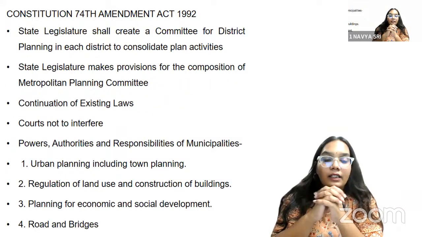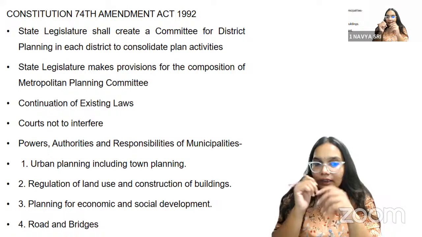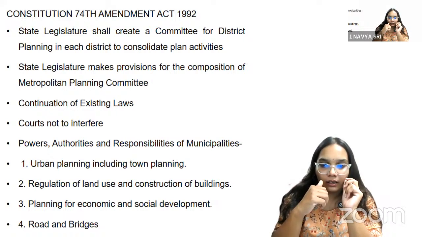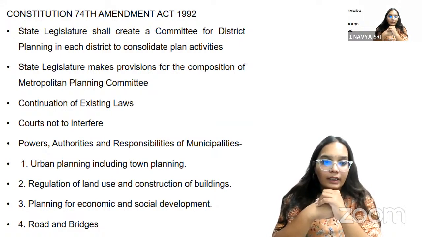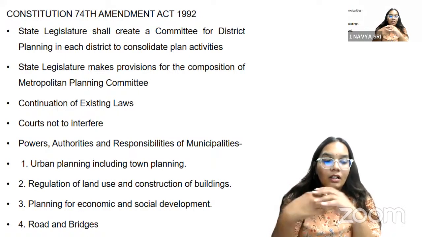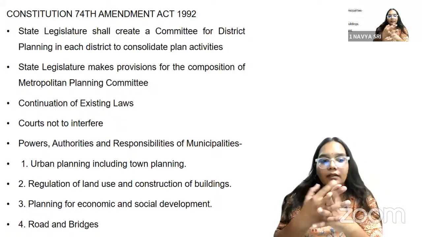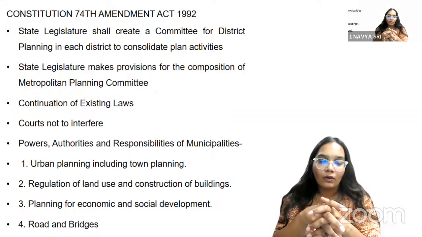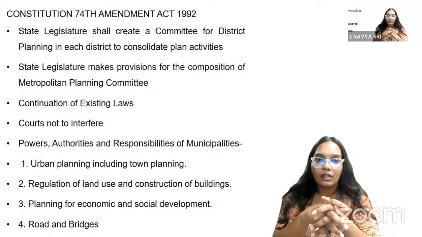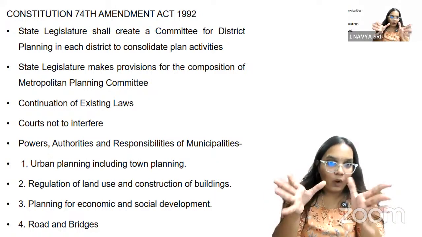Then the state legislature shall create a committee for district planning in each district to consolidate plan activities. So the state's authority is addressed here. And the state legislature can also make provisions for the composition of the Metropolitan Planning Committee, then continuation of existing laws, courts not to interfere, then powers, authorities and responsibilities of municipalities. So same as panchayat institutions, where the existing laws shall be continued, and courts do not have any authority to interfere in the elections, or they don't have jurisdiction or cannot question the laws that have been made by this body.